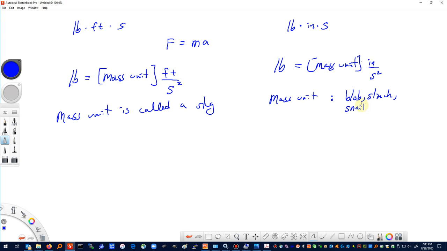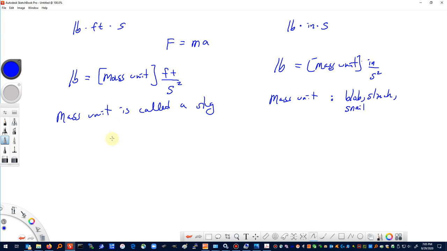A slug, of course, is a creature that goes across the ground, a little slimy little animal. And a snail is usually pretty small, maybe smaller than a slug, and it has a shell, and it goes across the ground. So it's kind of a play on words with the word slug. So we'll just go ahead and use snail. So in our pound foot second system, our unit of mass is going to be called a slug, and in our pound inch second system, the unit of mass is going to be a snail.